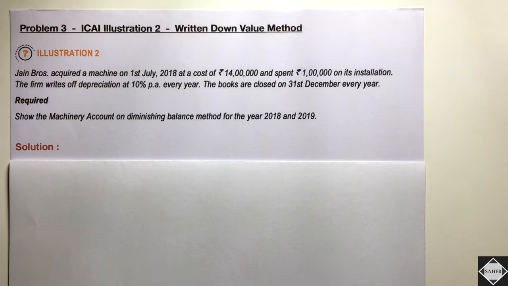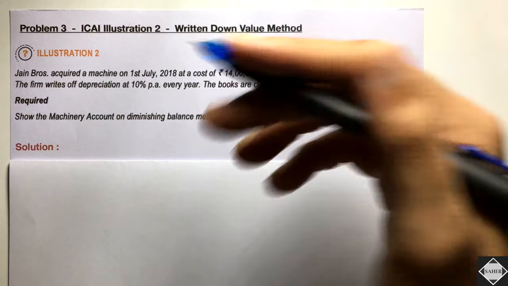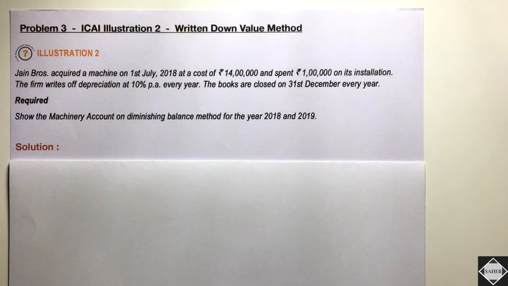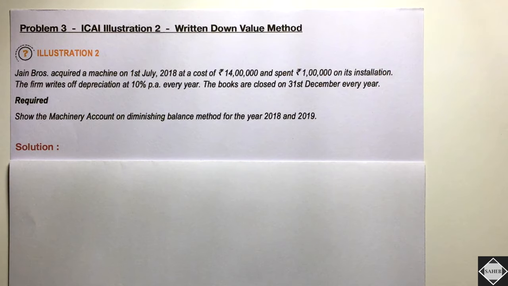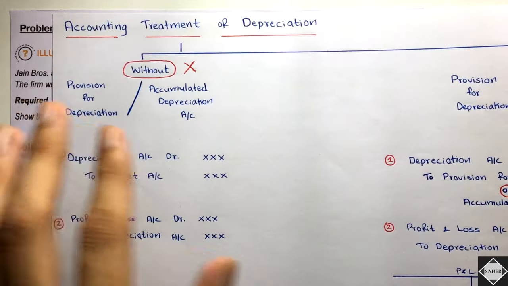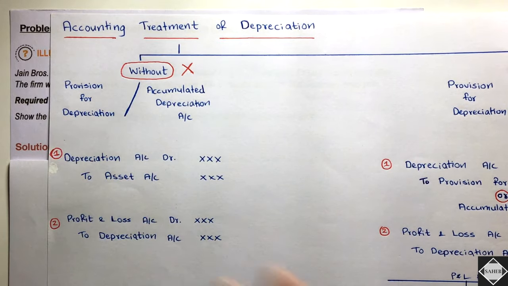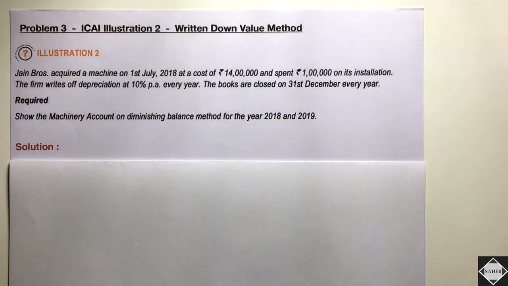Now see here, we have our problem of written down value method, and this question is from the study material, illustration 2. But of our series, this is the third problem, because the previous two problems were on the straight line method. This is a very simple question. Actually we have solved this. It is the same as illustration 1, just that here we have to apply the written down value method, and we just have to apply the basic accounting treatment, where we do not maintain an accumulated depreciation account or provision for depreciation. Just the basic one. In the next video we'll see the comprehensive questions of WDV. Fine. Okay, and see here, let's read this.